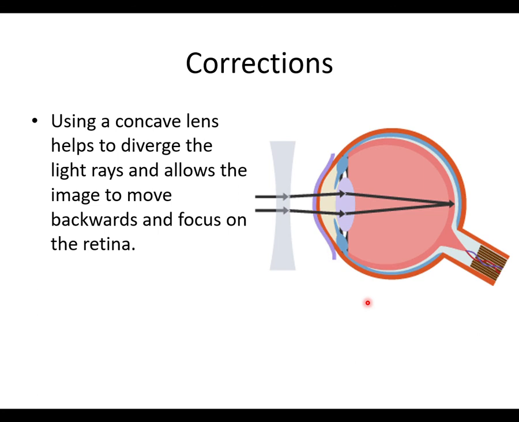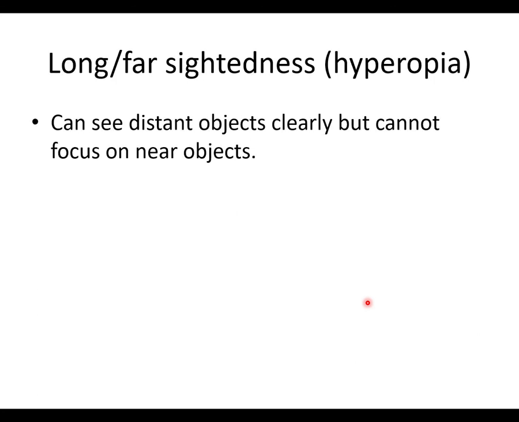So the opposite of myopia is hyperopia. This is long-sightedness, or sometimes called far-sightedness. And basically you can see objects that are in the distance clearly, but you can't focus on near objects.